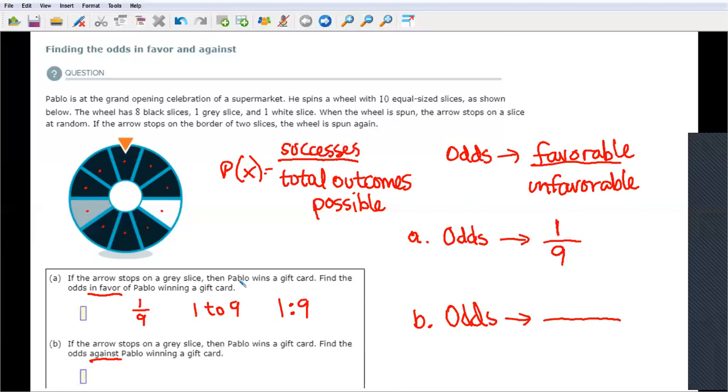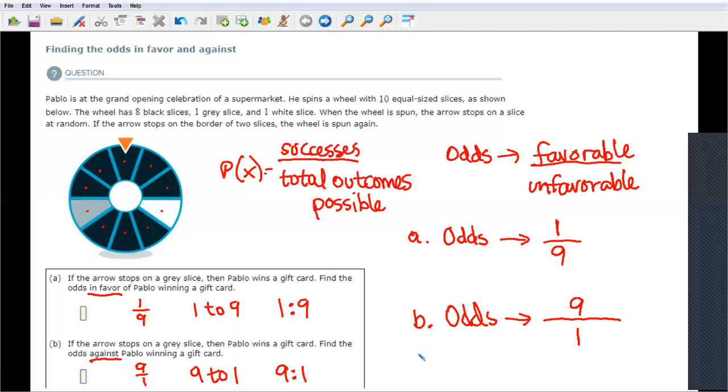So there are 9 outcomes where he would not win the gift card. And then only 1 where he would. So your answer to this would be 9 over 1, or if you wanted to write it 9 to 1, or you could write 9 and then a colon and then 1.